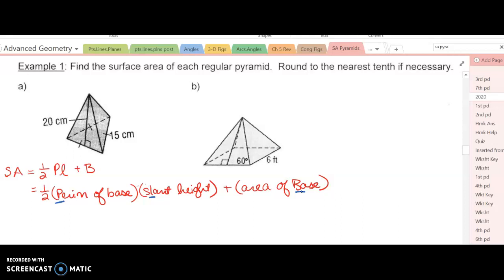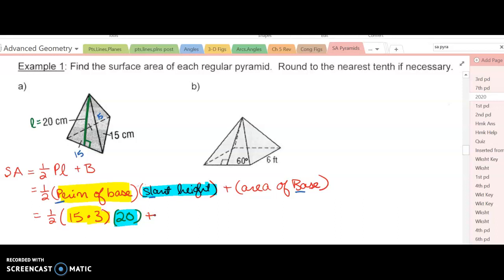So perimeter of the base is not too bad. This is a regular triangle, so all three sides would be 15. So I'm going to call this 1/2 times 15 for each side times 3 sides for our perimeter. Then for our slant height, it actually tells us in the problem. Our slant height is this altitude of the side, the 20. So we're going to put in 20 for the slant height, and then plus area of the base.